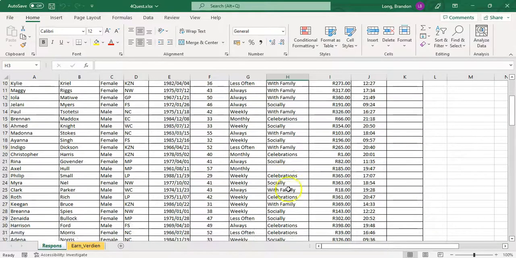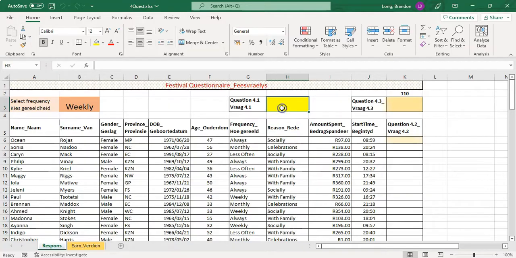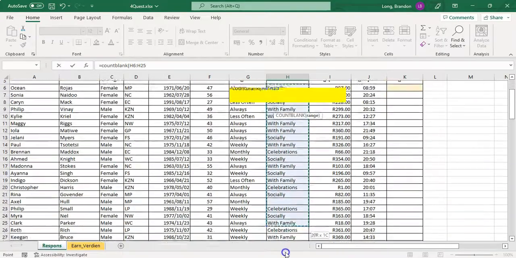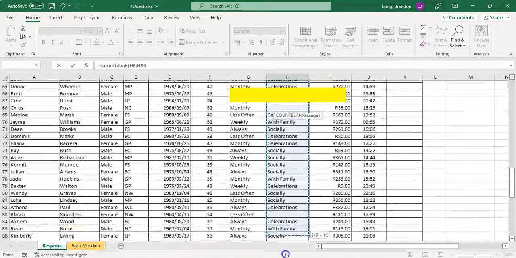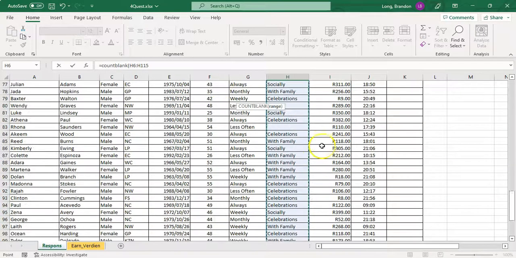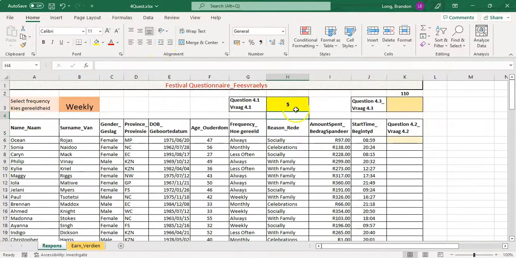Well, we want to count all those that don't have a reason, which means they are blank. So we can say equals COUNTBLANK, and we're going to count blank all of these reasons. How many of these reasons are empty all the way to the bottom? Oh, there's quite a few. There we go, right to row 115. Take note of 115. And then we can close our bracket. And so it says there that 5 did not give a reason.